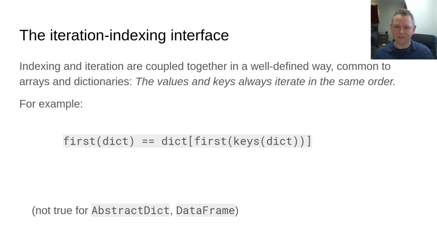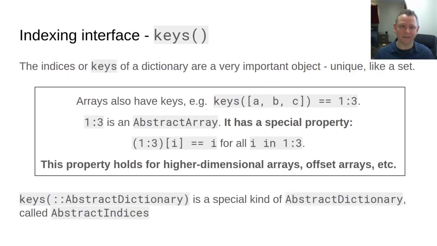So I think if you have simple rules like this, you can build upon them, and you can build semantics of functions like map and broadcast and everything really easily. The indexing interface here is based around keys. So if you have an indexable container, calling keys on it gives you a collection which is full of distinct things, because the keys have to be unique. So it behaves like a set.